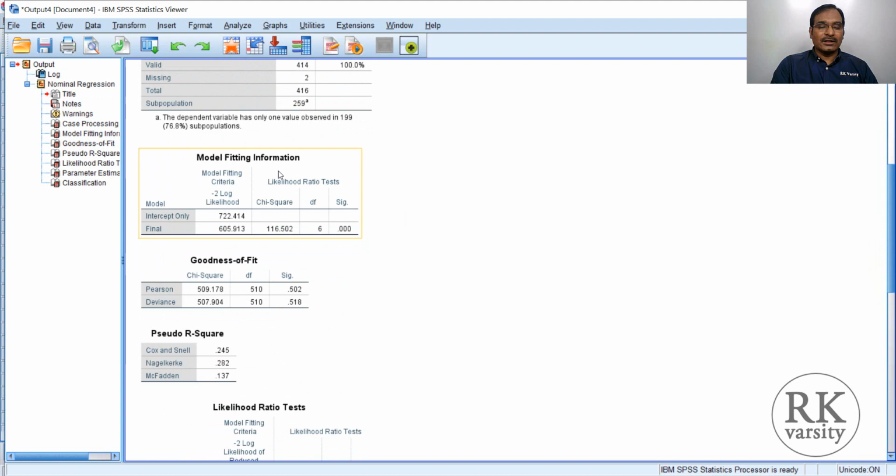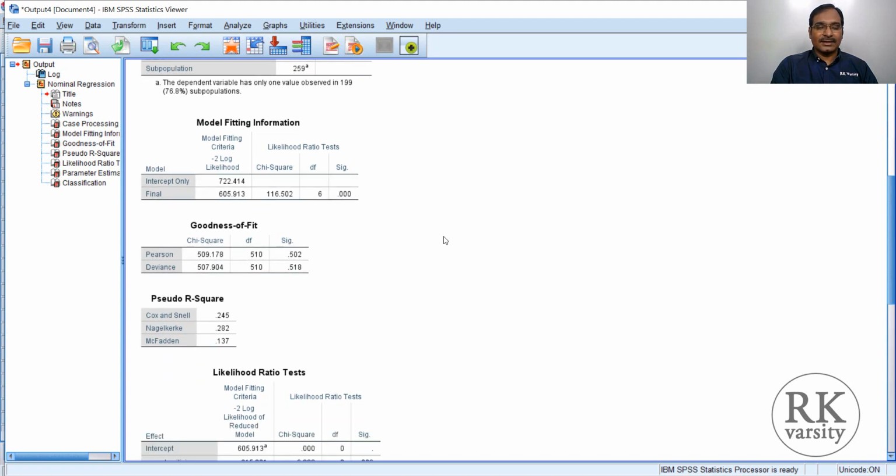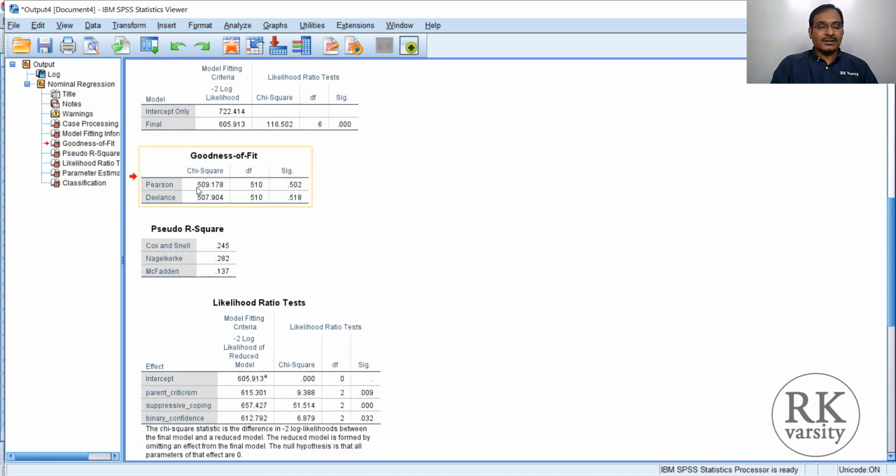Then coming to model fit information, here you have the -2 log likelihood, intercept value and final value. You pay attention to the final value. The likelihood value is 605, chi-square value is 116, which is high, and degrees of freedom is 6, and significance value is 0.0. So the model is significant, that is, the predictor variables can significantly impact the dependent variable. Then your goodness of fit statistics: Pearson goodness of fit statistic is 0.5 and deviance is 0.51. So the model is fit.